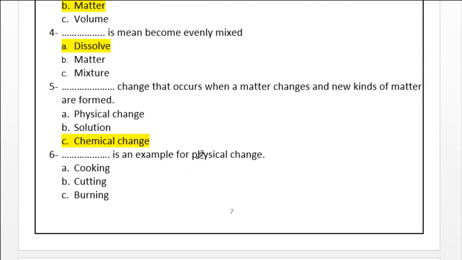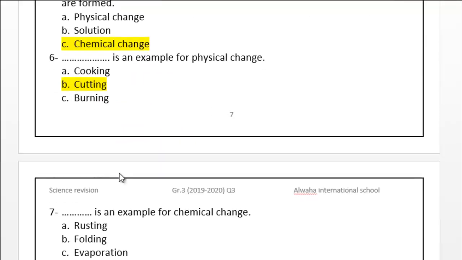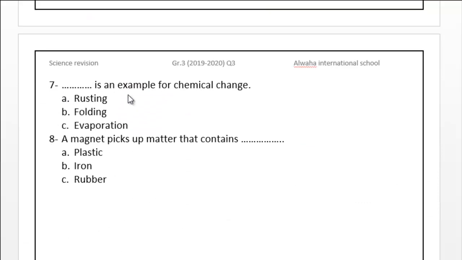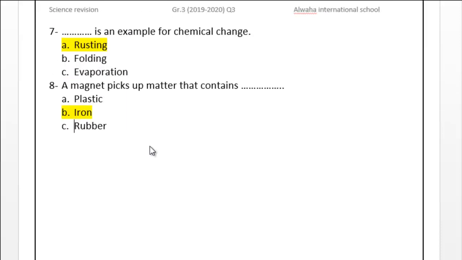Which is an example for physical change: cooking, cutting, burning? So it will be cutting. Number 7, which is an example for chemical change: rusting, folding, evaporation? That's right, rusting is an example for chemical change. A magnet picks up matter that contains iron. That's right.